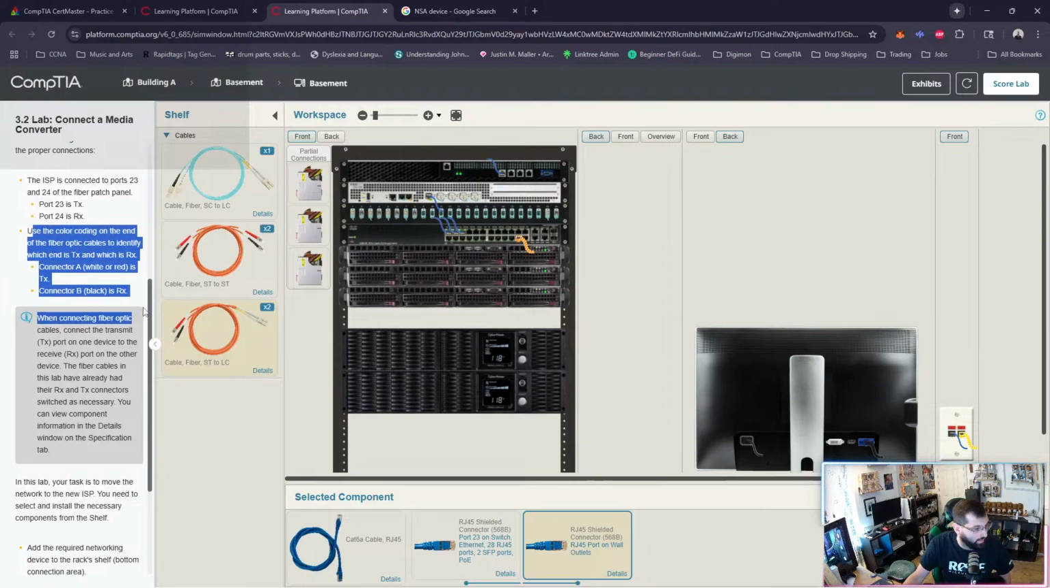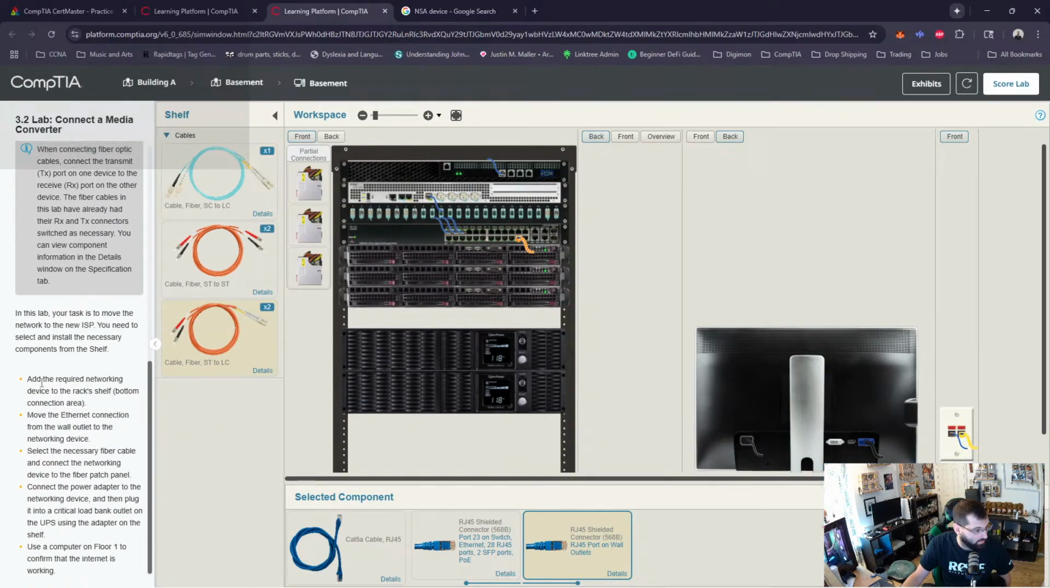Use the color coordinating. Okay, did that. Add the required network device rack to the shelf. We did that. Move the Ethernet connection from the wall outlet to the network device.